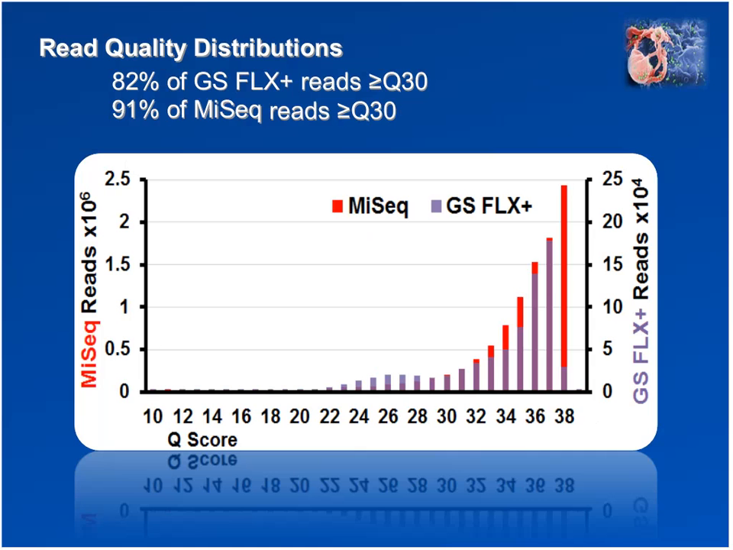And as far as the quality of the data is concerned, this is again combining the quality distributions for both platforms. 82% of GS FLX Plus reads score greater than or equal to Q30. 91% of MiSeq reads score greater than or equal to Q30.